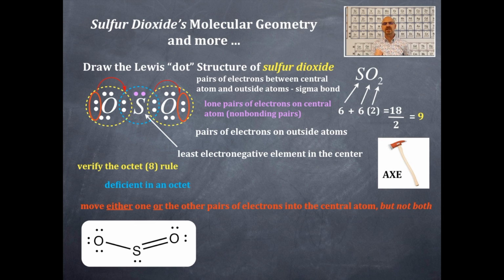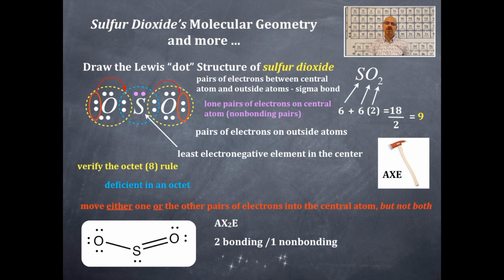The central element is the sulfur. That's the A. There's only one A all the time. The X's are the outside elements. I see 2 oxygens, therefore it's AX2. I see a lone pair of electrons on the sulfur, the central element. So that's AX2 and then that E. From this, you should get the number of bonding domains and non-bonding domains on the central element. There are 2 bonding domains and 1 non-bonding domain.